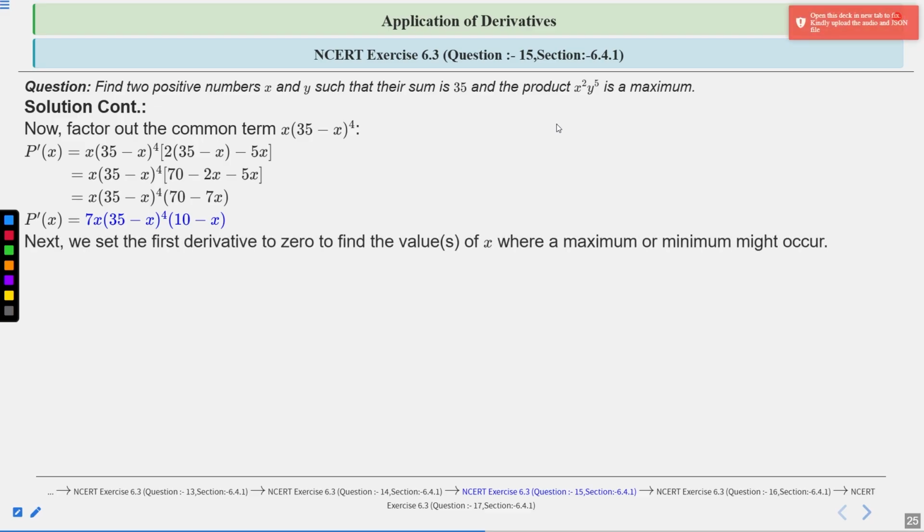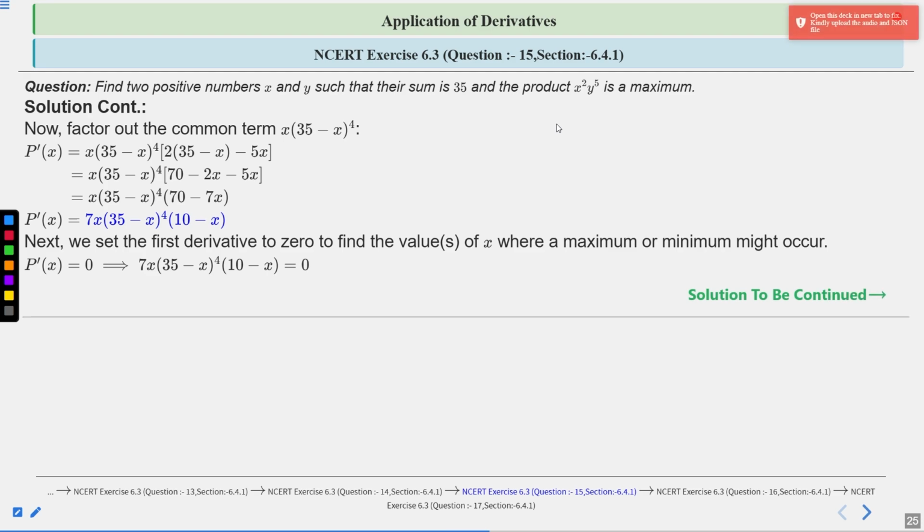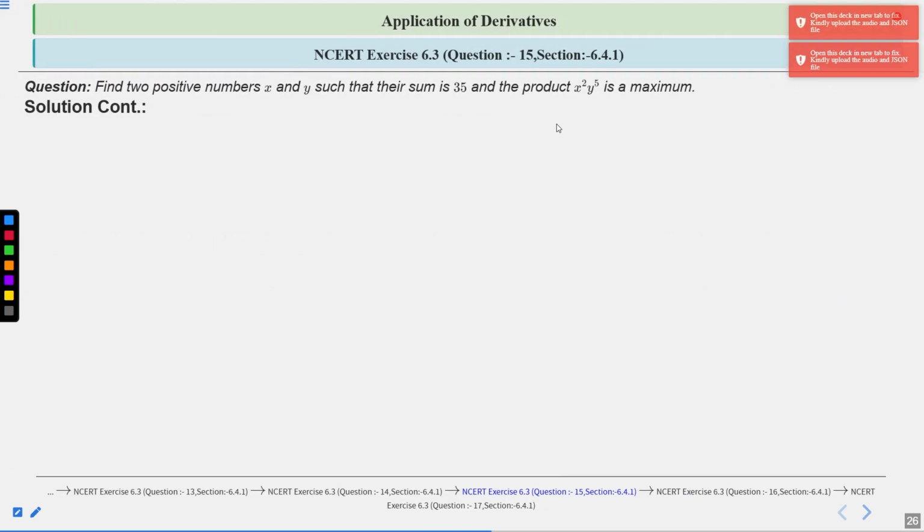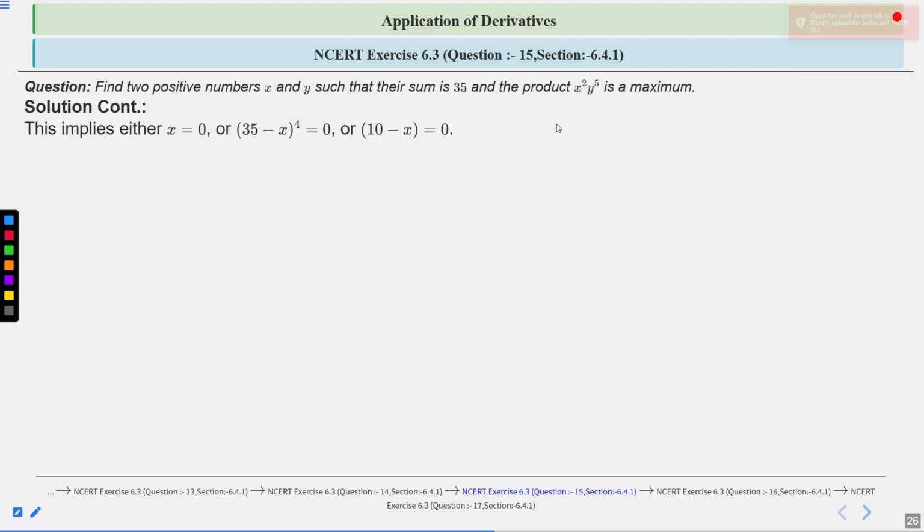Next, we set the first derivative to 0 to find the values of x where a maximum or minimum might occur, right? So we can say that p dash x equal to 0. This implies 7x into (35 minus x) to the power 4 into (10 minus x) equal to 0, right? This implies either x equal to 0, or (35 minus x) to the power 4 equal to 0, or 10 minus x equal to 0.